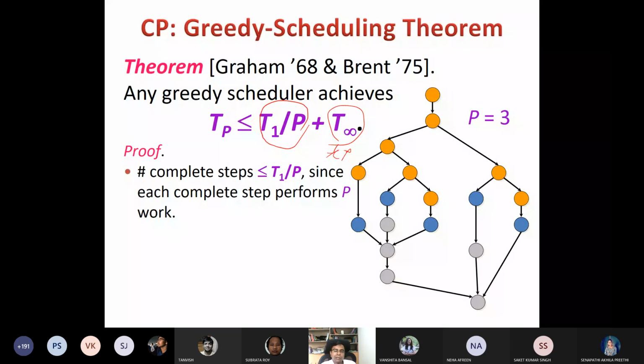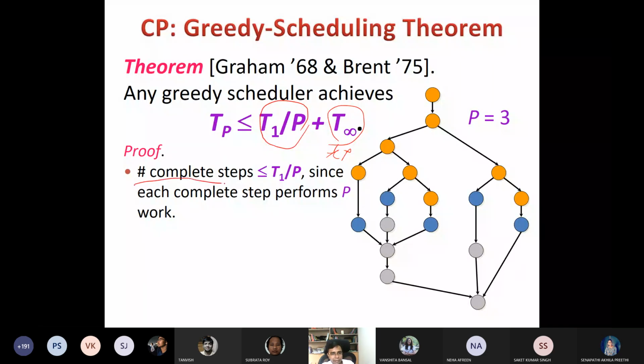The other is the incomplete state, which means you don't have enough ready tasks to execute on the processors. You have more processors, but you don't have ready tasks. So this is the number of complete steps.